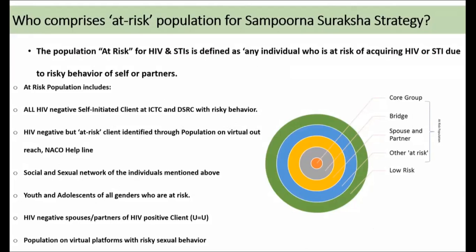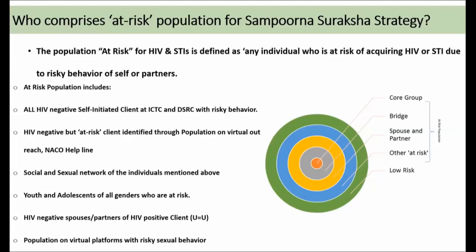All those mentioned in the first and second categories, their social and sexual network, as well as youth and adolescents, all the genders who are at risk, and HIV negative spouses and partners, what we call the discordant couples. And then the population on virtual platforms with risky behavior, which we mentioned in the second point as well. So these are the clients who need to be focused on for pre-test counseling.